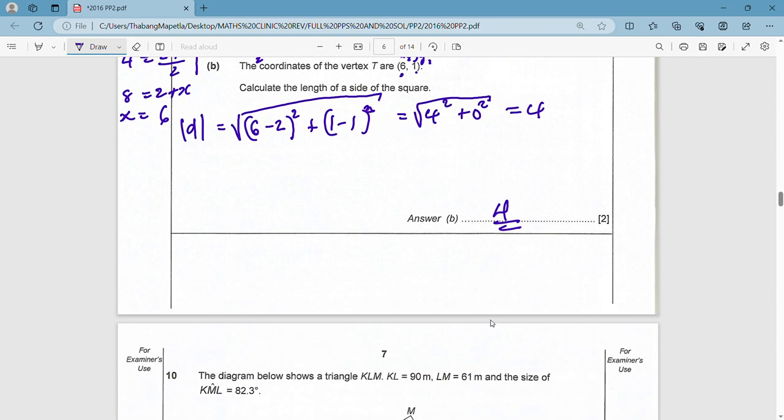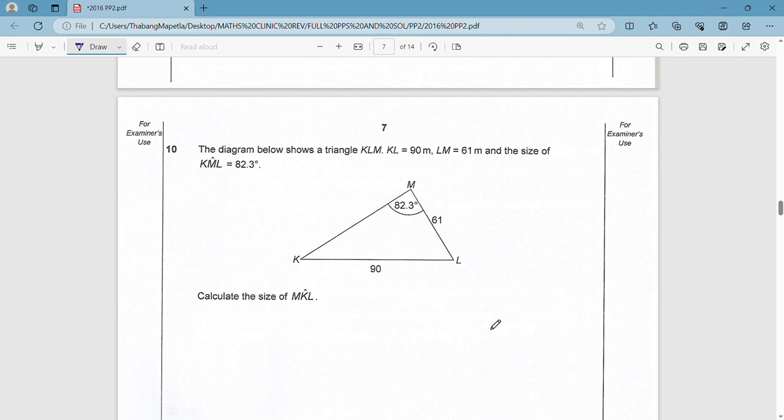So I guess we're good. So now question number 10 says that the diagram below shows a triangle KLM. KL is equal to 90 meters and LM is equal to 61 meters, and the size of angle KML is 82.3. So calculate the size of angle MKL. We can simply use the sine rule. This angle at K is not known.